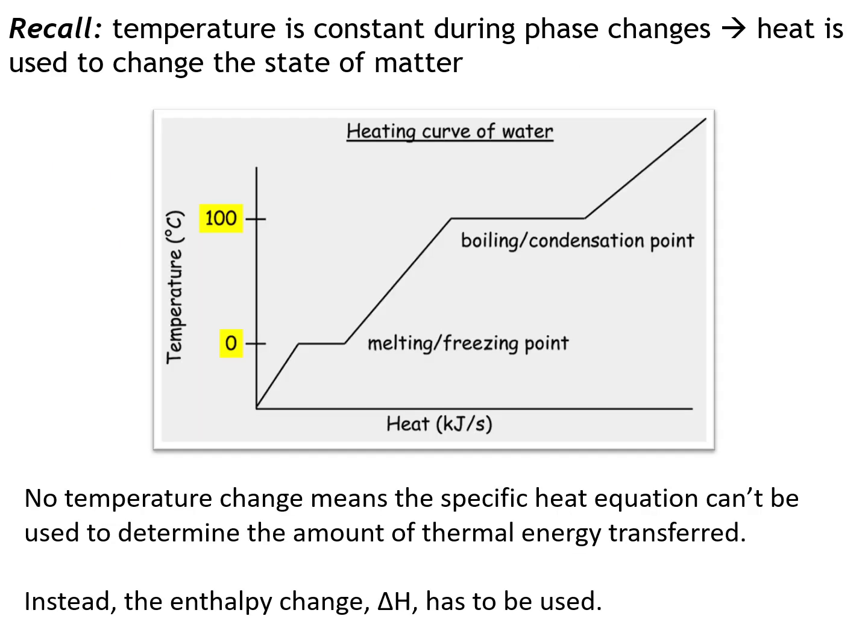This slide reminds us that during a phase change, temperature remains constant. All of the heat energy goes into breaking or forming intermolecular interactions, not to speeding up the particles, which would increase the temperature. Because of that, the specific heat equation doesn't apply. So instead, we're going to have to use enthalpies of fusion and vaporization. So this is where that delta H comes in.